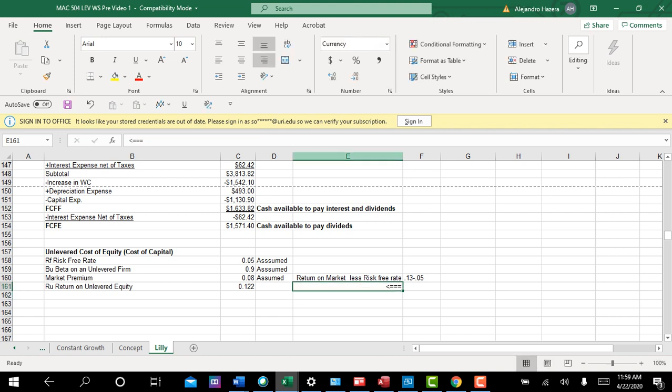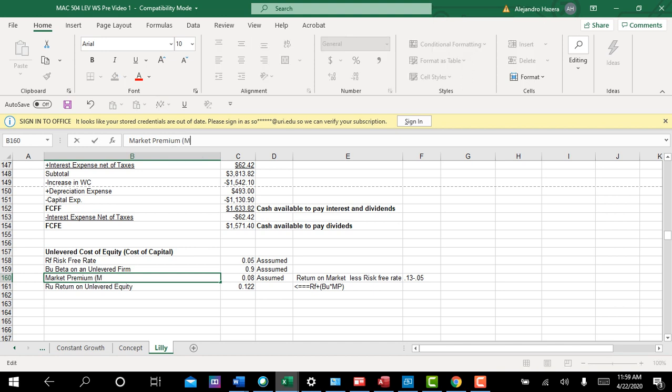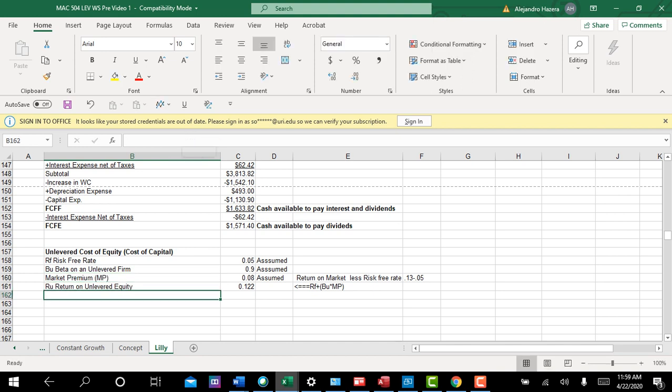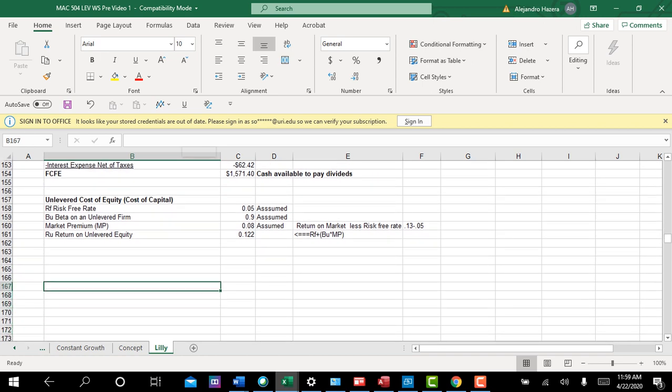Okay, let me get this over here. The return, this formula right here, is basically you take the risk-free rate and you add to that the product of the beta on an unlevered firm times the market premium, and we'll just put MP over here so you know that that's the market premium. Okay, now that we have our return on unlevered equity, we're ready to do the purpose of this video.